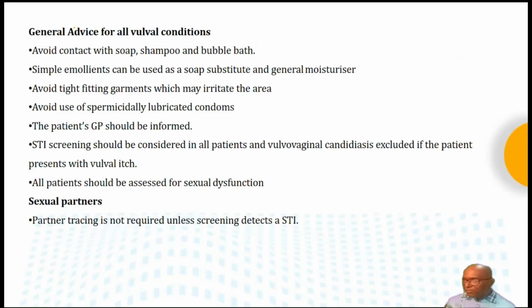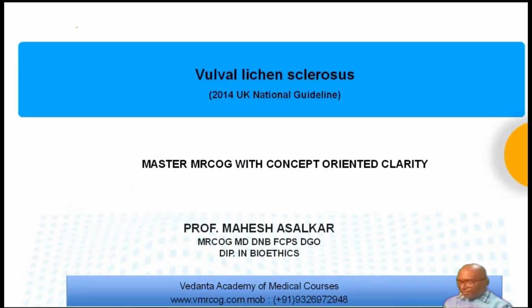This is very important because these vulval conditions may be associated with sexual dysfunction. The patient's quality of life must be getting affected, and that needs to be pointed out, especially when you are performing Part 3 MRCOG stations. And what about the sexual partners? Partner tracing is not required unless the screening detects an STI. So once you do the screening and it is positive for STI, then you go for tracing of the partners. Otherwise, routinely not required. So the first condition we begin with is vulval lichen sclerosus.